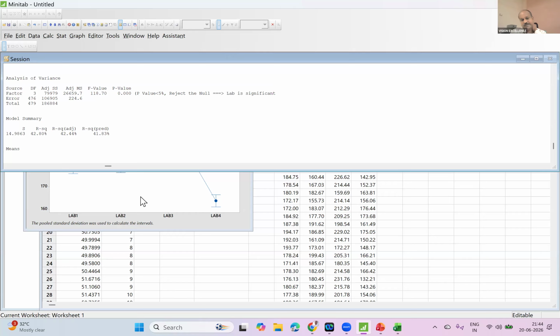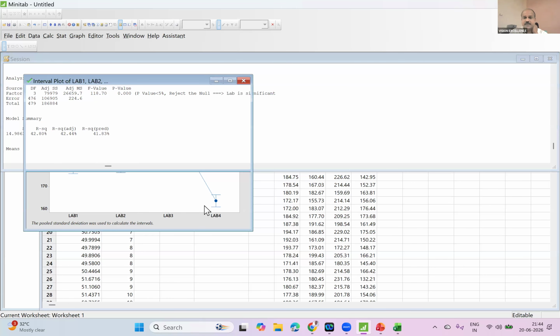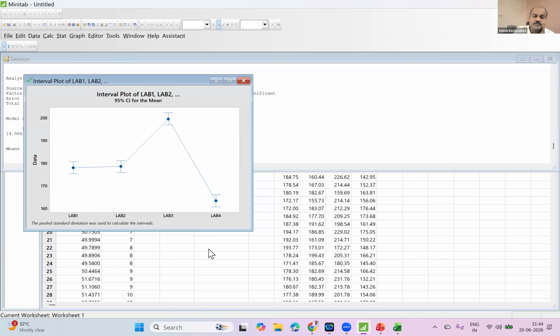Factor lab is significant. That means if you need quick results, you should prefer laboratory 4. Yes or no? Yes. Whenever you need quick results, you should prefer laboratory 4. And laboratory 3 must certainly be penalized because they take a very, very long time. Or they're always late. Can you see that? So some improvement is definitely required for laboratory 3.